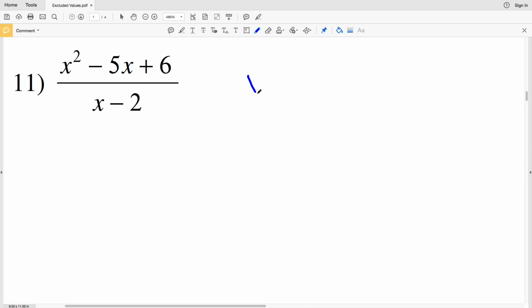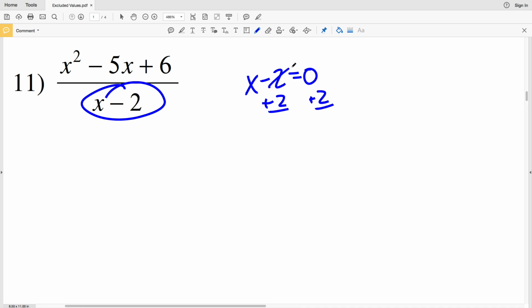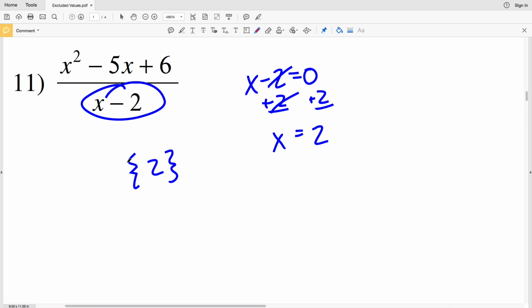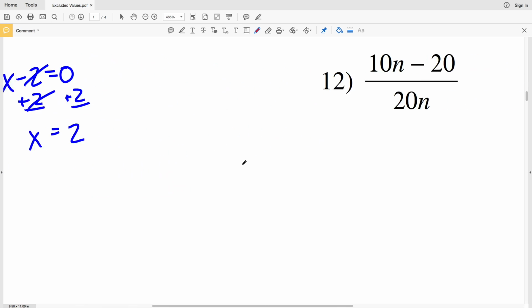value. So x minus 2 equals 0 when, if we add 2 to both sides, we'll have x remaining on the left-hand side, and that's equal to a positive 2. So our excluded value in number 11 is positive 2. And I'll write this in set notation because some of the problems will have multiple solutions. Let's continue on to number 12.